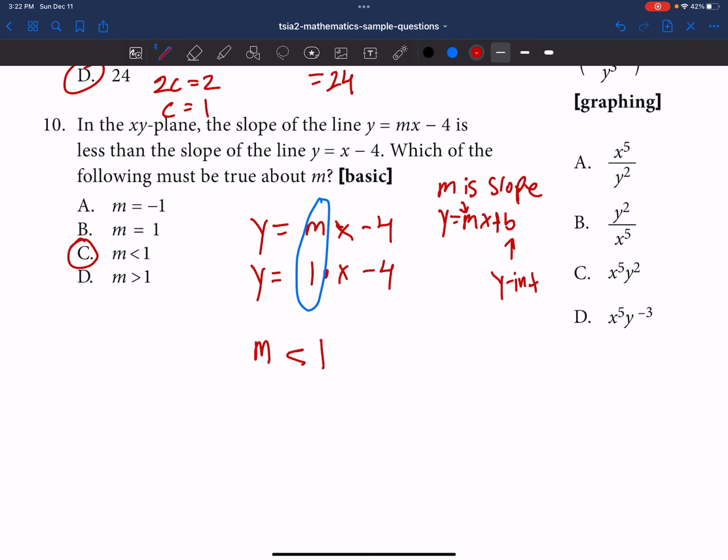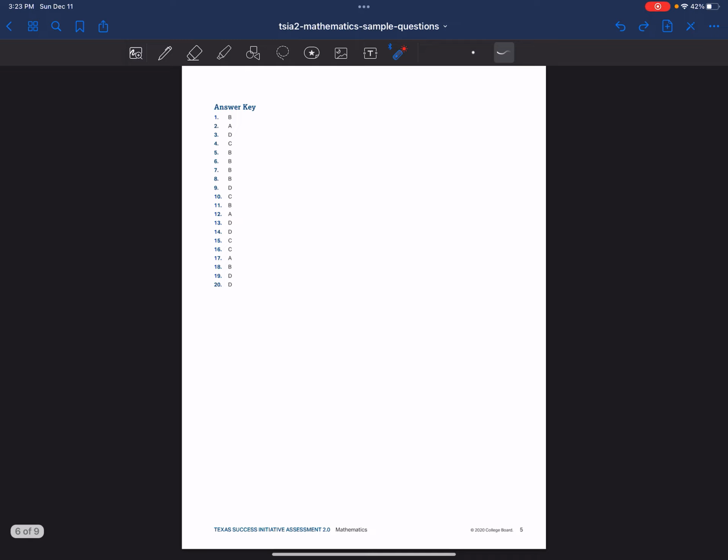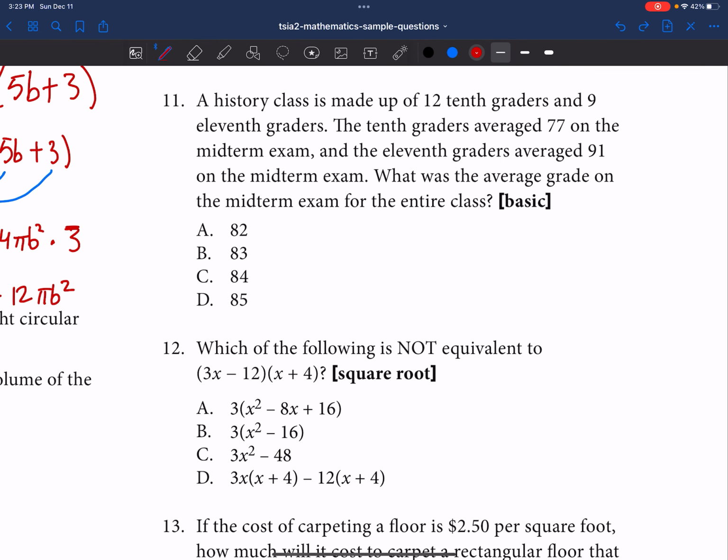Yeah, the slope of the line here is 1, and you want m to be less than the slope of that line. So therefore, m is less than 1. There's 10 numbers to choice C. Yes, it is. Okay. All right, number 11.